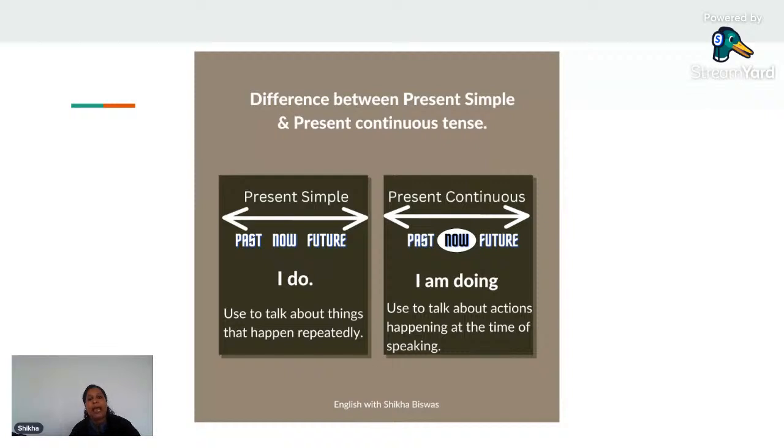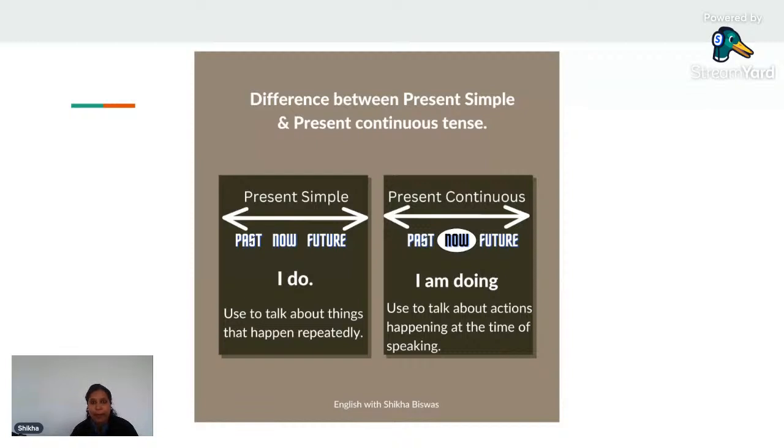That means the actions which are happening now. Okay, for example, I am doing my work now, or I am doing my homework now. Okay, so we use present continuous tense to talk about actions which are happening at the time of speaking.